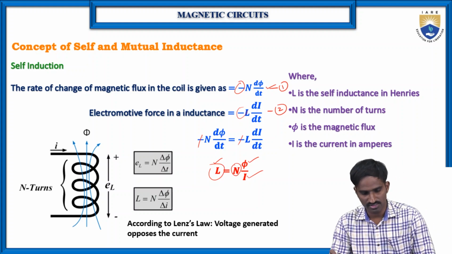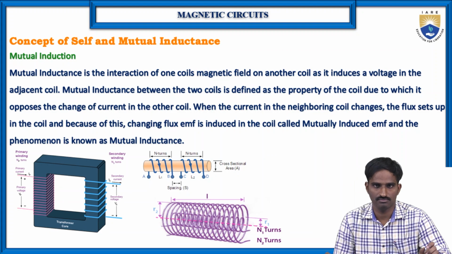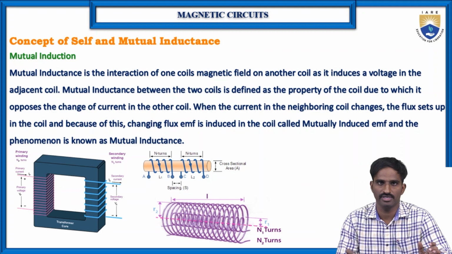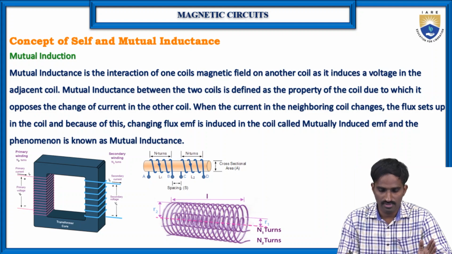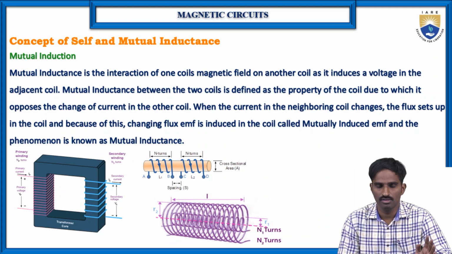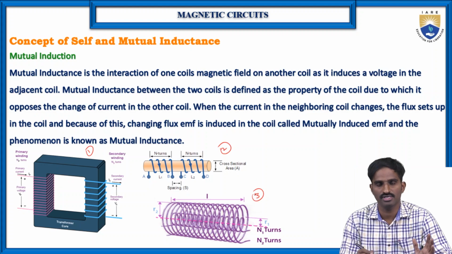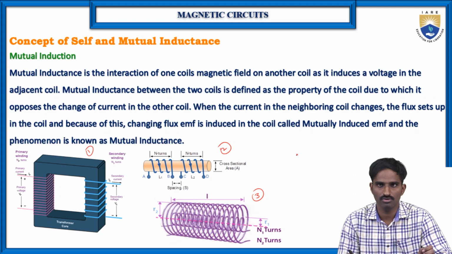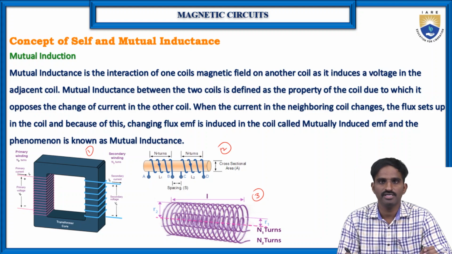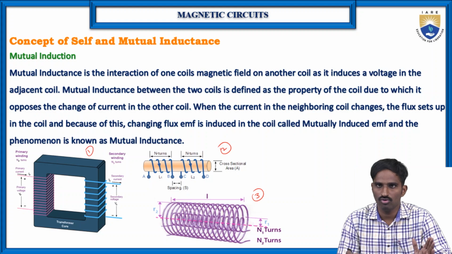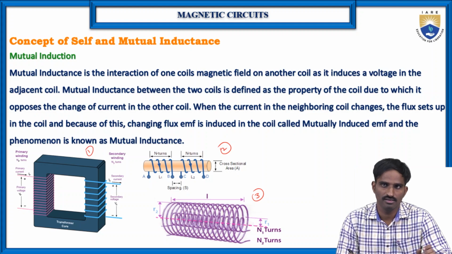Then coming to the concept of mutual induction, self induction and mutual induction. For mutual induction, we should have two coils. The two coils may be arranged in various ways, as you can see in this slide: this is one way, this is the second way, and this is the third way. The mutual inductance is the interaction of one coil's magnetic field on another coil, as it induces a voltage in the adjacent coil.